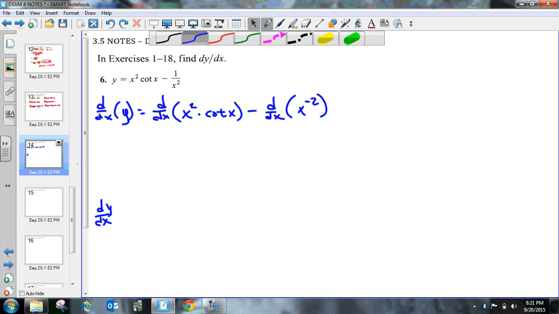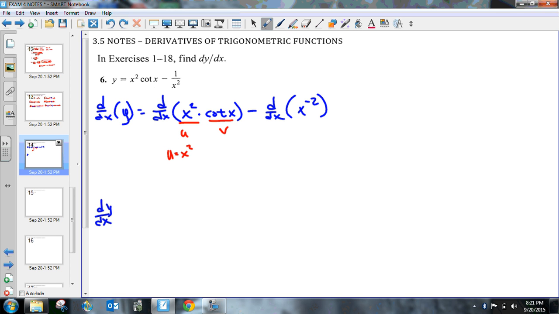Okay, before I do anything, I notice that I have the product of two functions here. So I'm going to have to use the product rule. So I'm going to call this u, call this v. So u is equal to x squared, v is equal to cotangent of x. U prime, if I take that derivative, I get 2x. And then the derivative of cotangent x is negative cosecant squared of x. Okay? And I'm going to cross multiply and add these together.